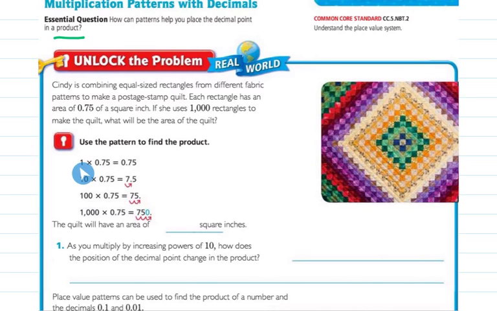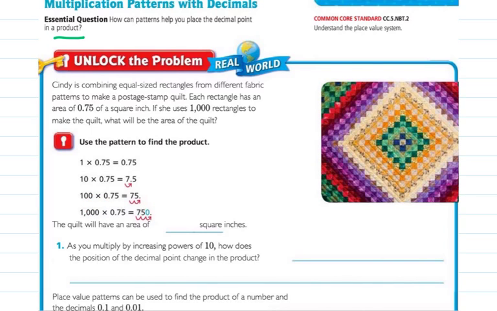Notice we start with 1, then we increase to 10, then we increase to 100, and then we increase to 1,000. 1 times 75 hundredths is 75 hundredths, because any number multiplied by one is the same number. And that is the identity property of multiplication. Next, boys and girls, it says 10 multiplied by 75 hundredths. We're going to move the decimal place one space over to the right, and we get 7.5. Next, 100 times 75 hundredths. We're going to move the decimal 2 spaces to the right, because there are 2 zeros in 100.